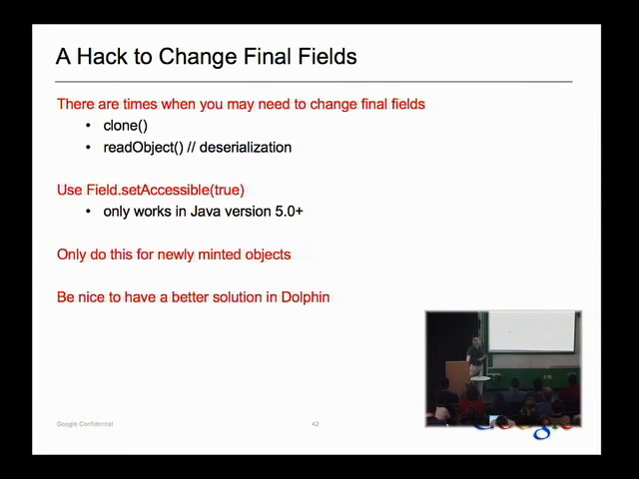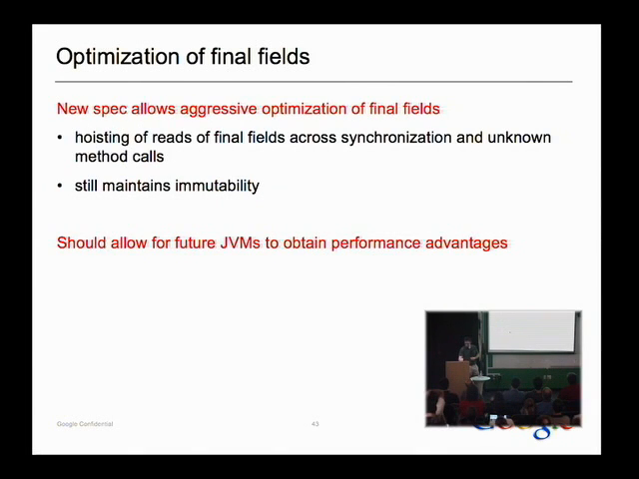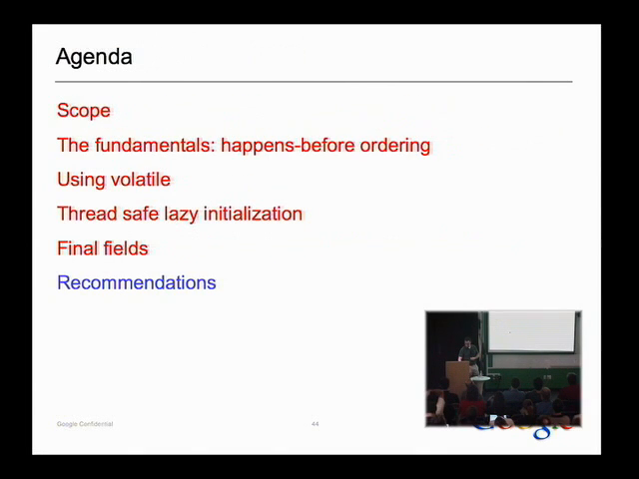Try not to change final fields if you can manage it, because it turns out that modern VMs are allowed to do even more aggressive transformations based on final fields. Try to restrict it to just when you're doing deserialization or clone or something like that, and just with blank objects. And I can talk more about that offline. All right. So some basic recommendations, and then I'll get into questions.